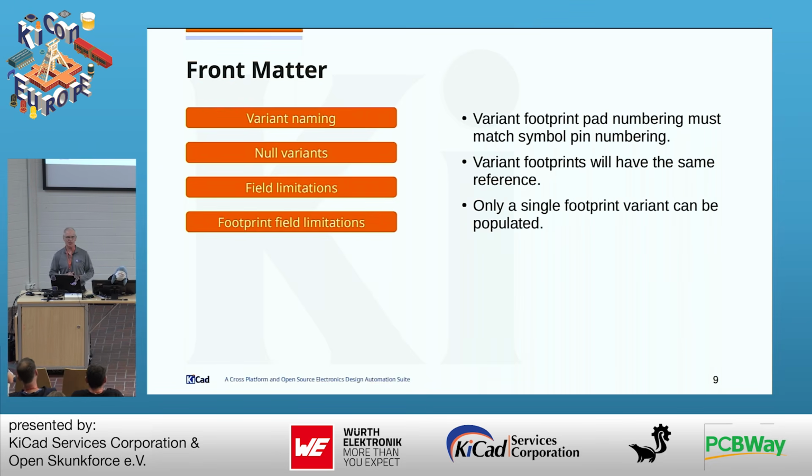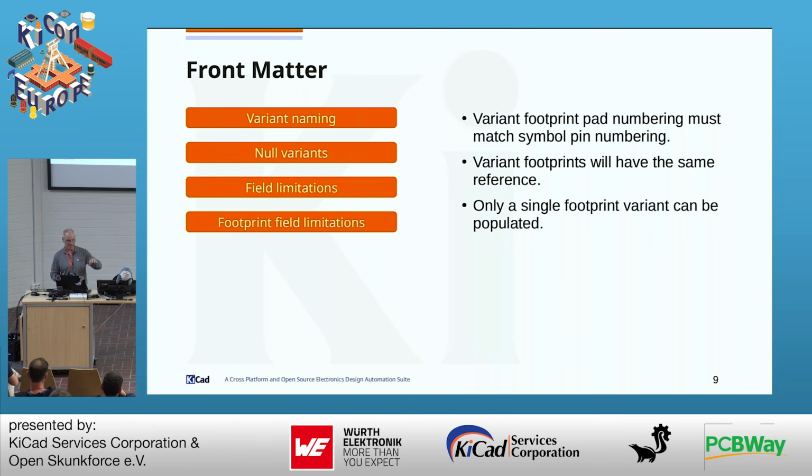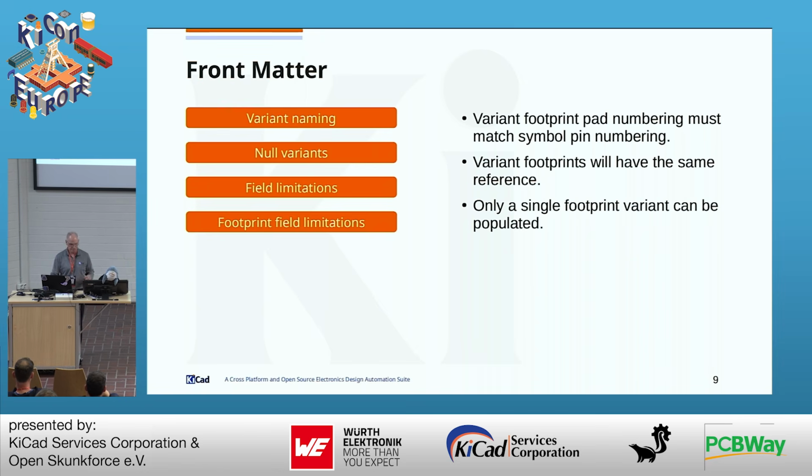Footprint field limitations. If you're going to define a symbol with multiple footprints, there are some limitations. The pin numbering on every footprint that you assign, or every variant that you assign to that symbol, has to have the same pin numbering as the symbol. Otherwise, it won't be able to do the net connectivity in the board editor. So you can't have a 6-pin footprint mapped to a 3-pin symbol. If you've got 1, 2, 3 on your symbol, you're going to have footprints with 1, 2, 3 pads so they can map correctly.